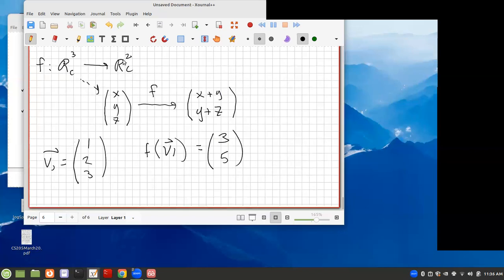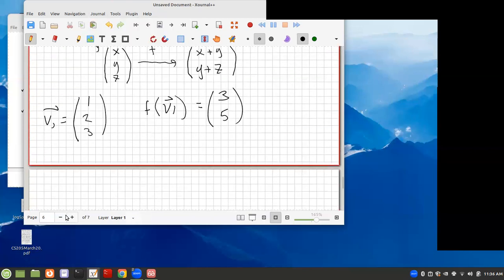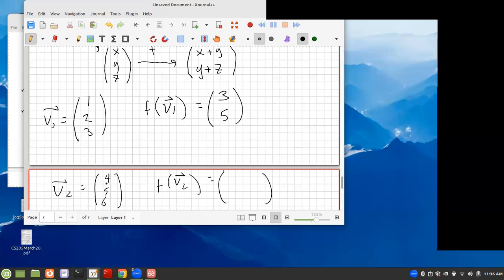And what's the image now of V2? Let's choose another one, say 4, 5, 6. Then what is the image of V2? Well, that would have to be X plus Y, 4 plus 5 is 9. And then Y plus Z would be 5 plus 6 is 11. So this is the image of V2.